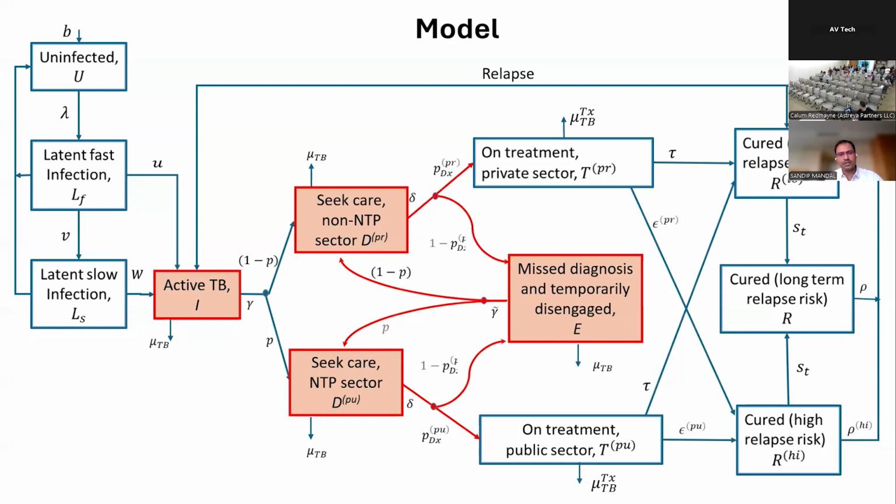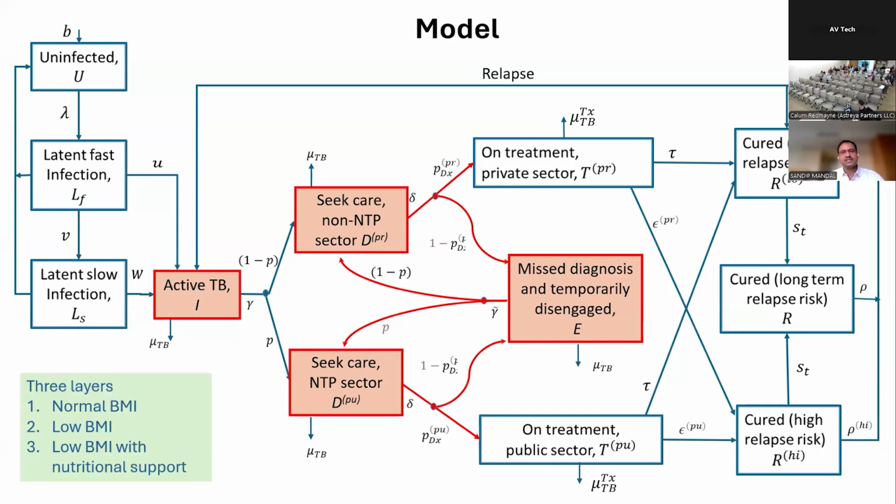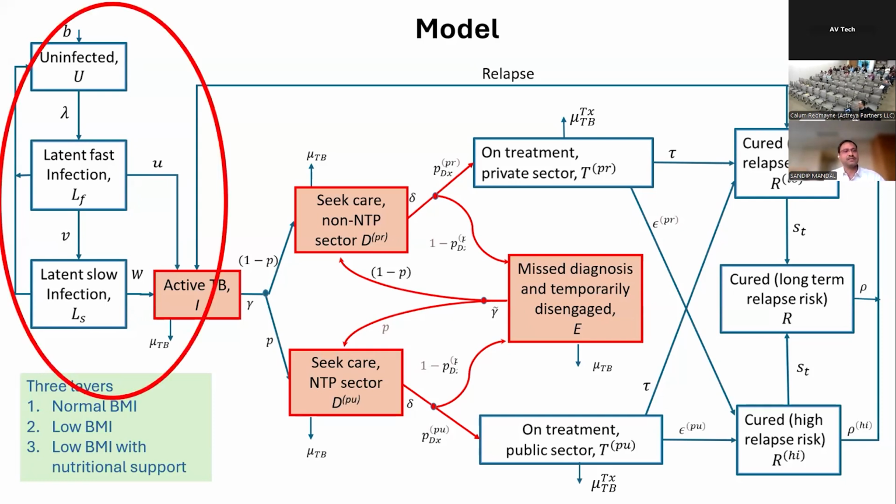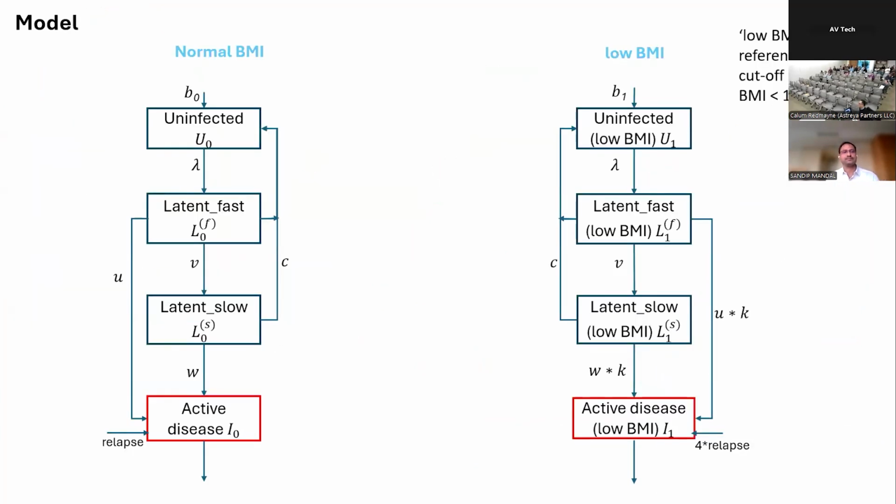But the most important part of this model is that the general structure is divided into 3 layers. The first is with normal BMI; people with normal BMI follow this structure. People with low BMI also follow this structure. And there is another layer, low BMI with nutritional support. What are the differences between these categories? There are 3 layers: normal BMI, low BMI, and low BMI with nutritional support. The main difference comes in the structure from uninfected to latent and then developing active disease. Let's show the differences here.